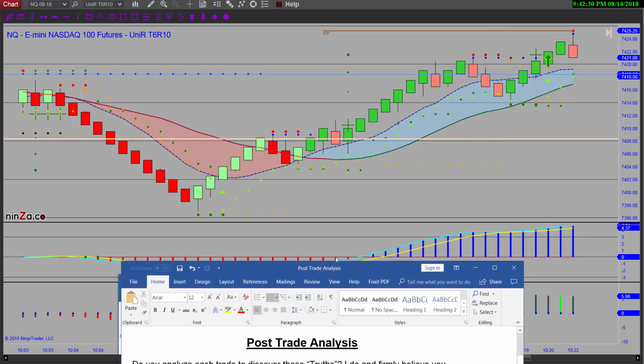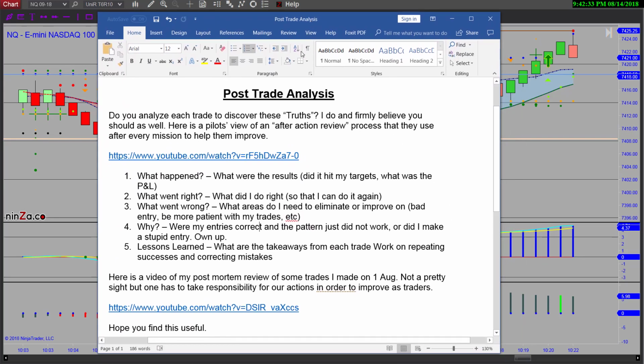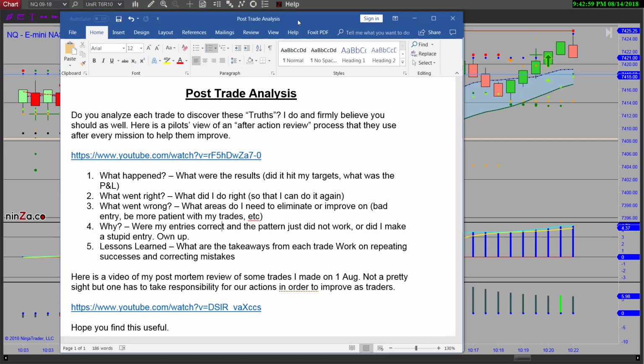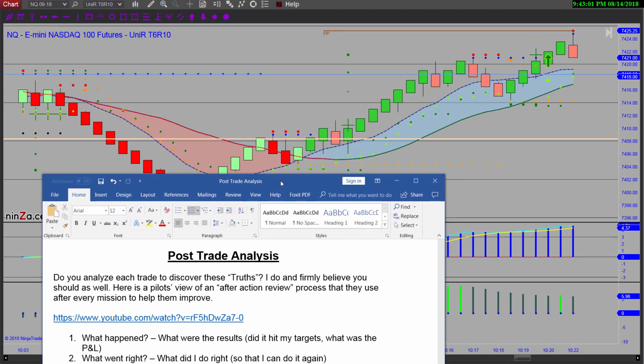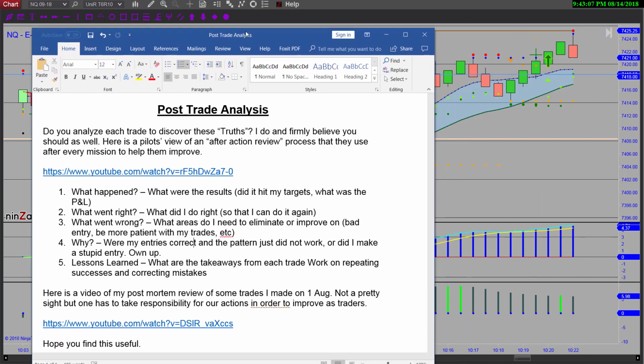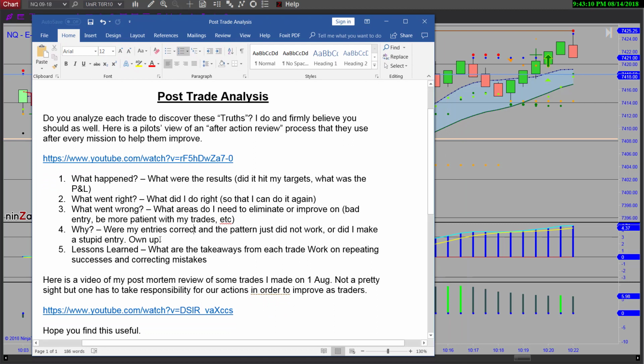All right, let's go back to the trade analysis again. What happened? Well, one, it looks like I entered late. I did follow the rules, so that's also what I did right. What I also did wrong is I didn't enter the second time if I was going to follow the trade off of this. And why? Were my entries correct? Well, yes and no. The entry I took was correct. The one I passed up earlier and the one I passed up later, that should not have happened.